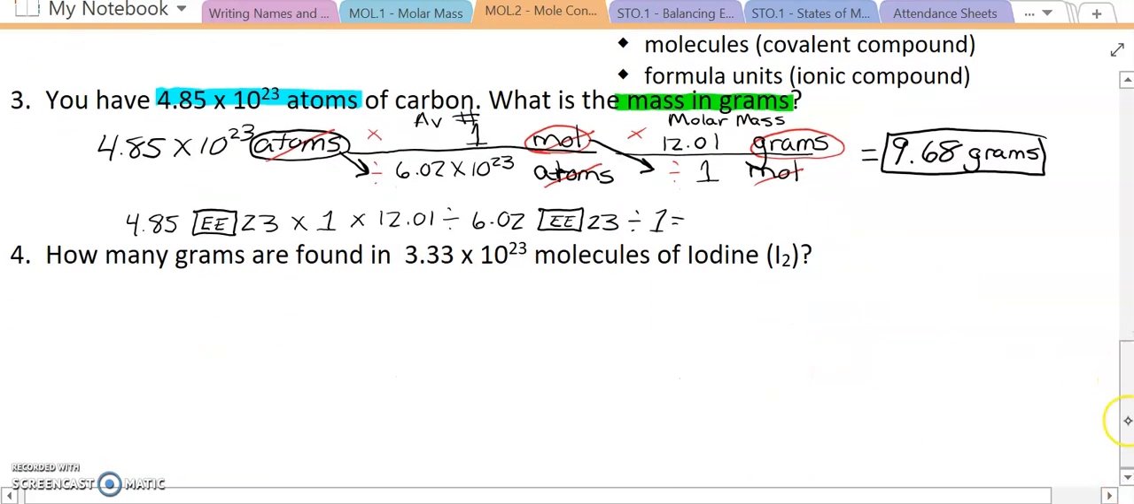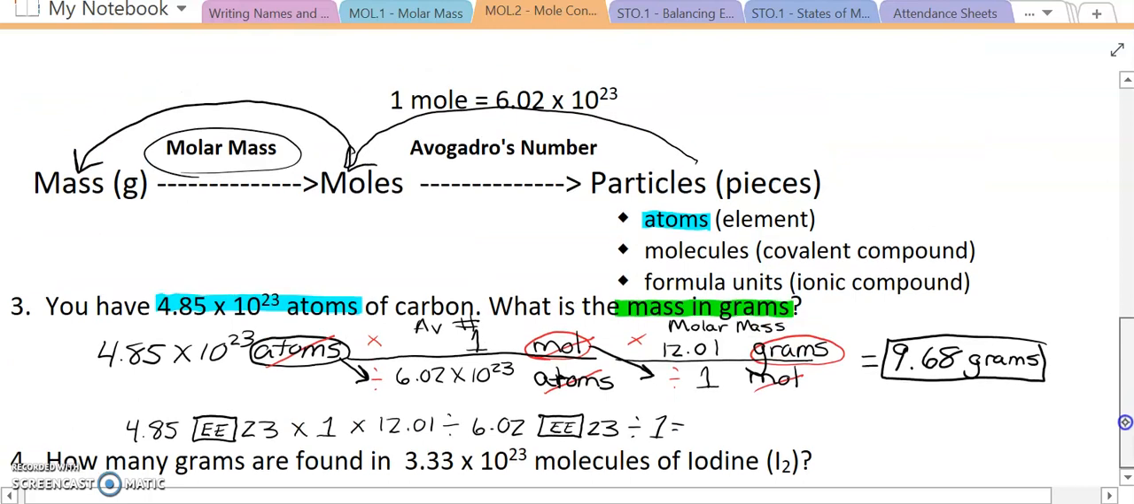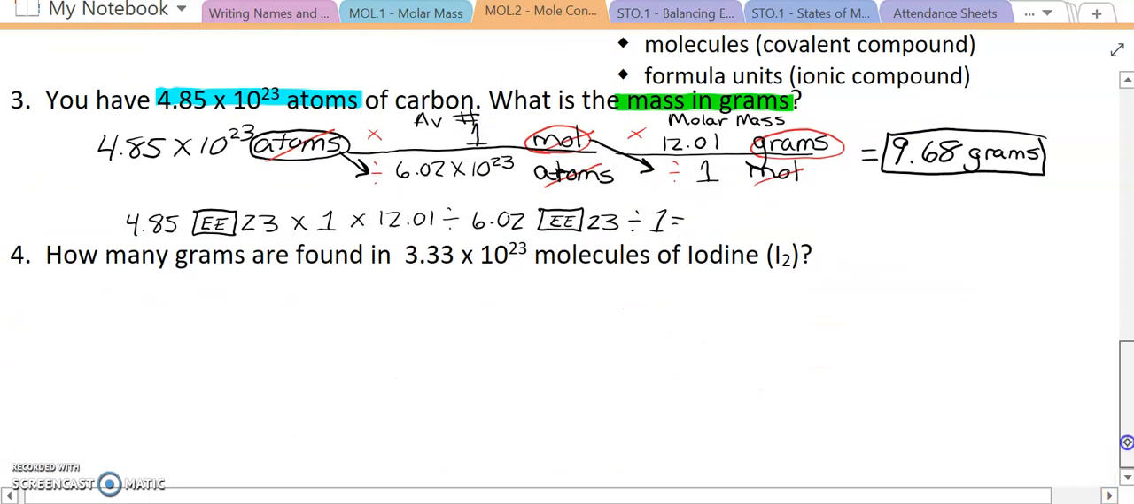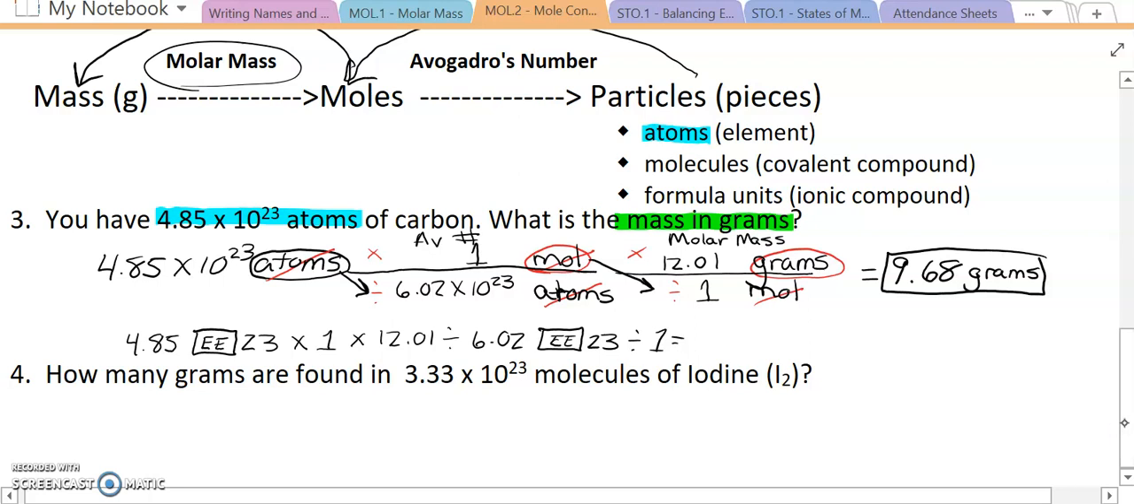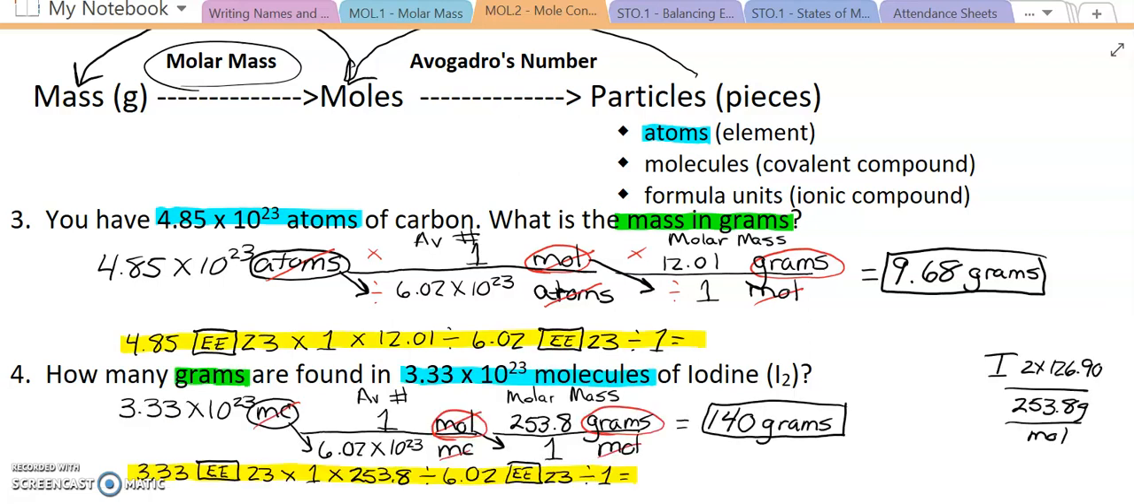Problem number 4 looks very similar to problem number 3. So pause the video and see what you can do with problem number 4. So pause the video again and check your answer.